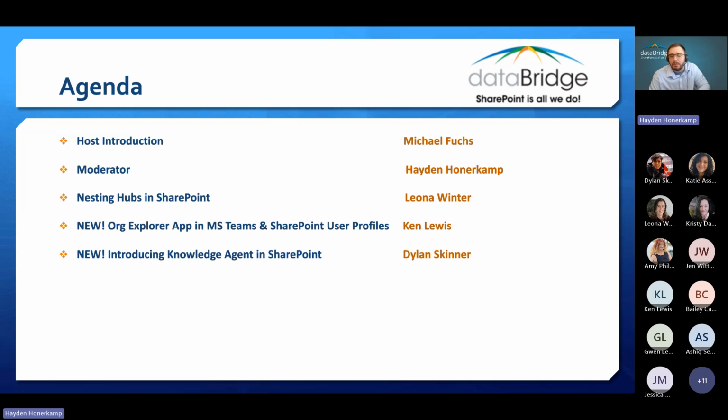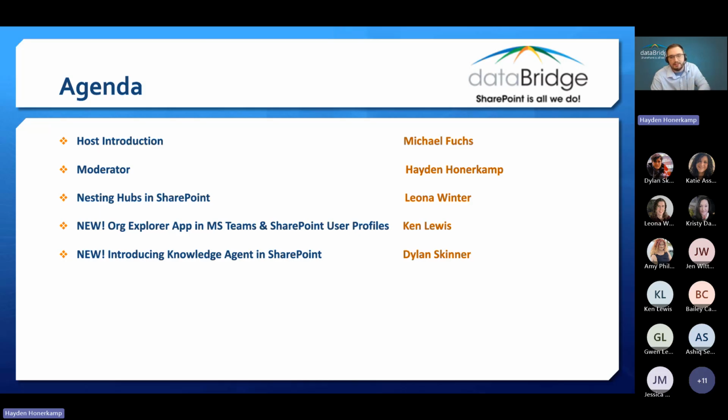Ken Lewis will follow that up and go over the brand new Org Explorer app in both Microsoft Teams and SharePoint user profiles. We're very excited to learn about this new Explorer feature. It's a new dynamic tool designed to help you better understand and navigate your organization structure. Whether you're onboarding new team members, collaborating across departments, or simply trying to clarify reporting lines, Org Explorer offers a clear and intuitive view of your workplace connections.